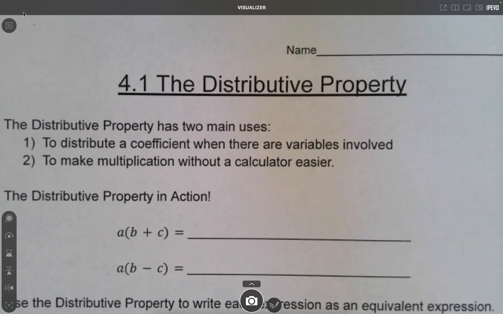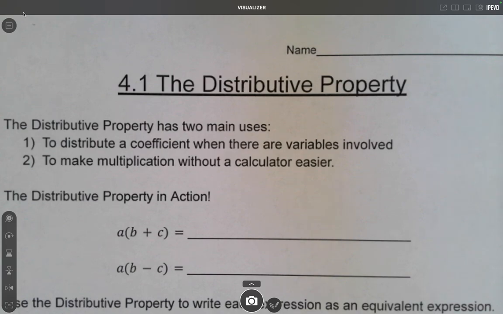The distributive property. To distribute something means to spread it out or to share it. And normally we like things to be distributed evenly, if possible. The distributive property has two main uses, and pretty much you'll almost always use rule number one in this list as far as your math classes. To distribute a coefficient when there are variables involved.